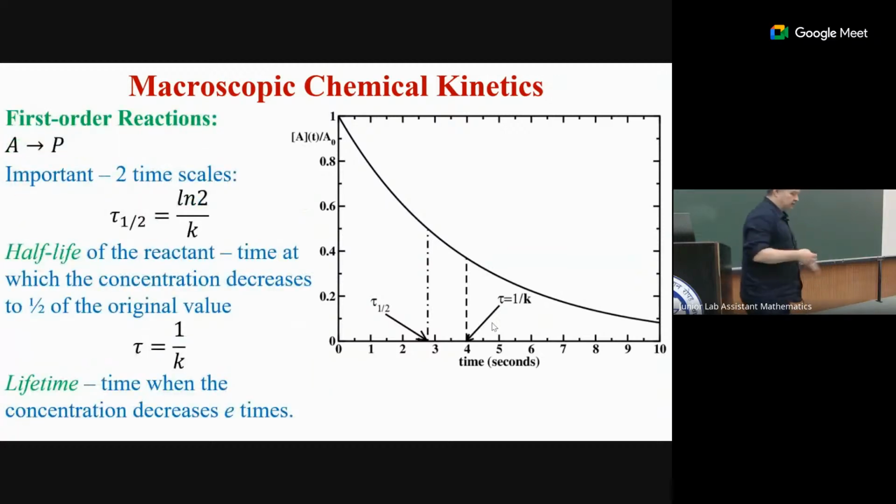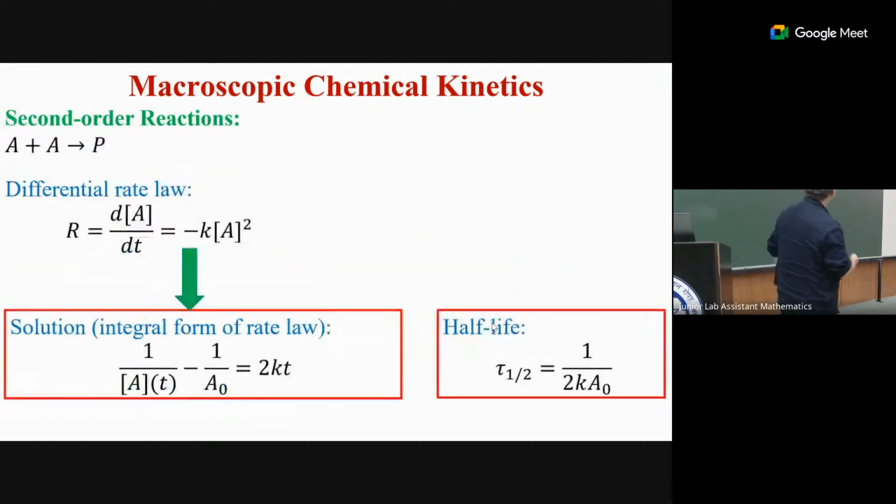Here, for a first order chemical reaction, there are two time scales. They're closely related to each other, but there are two time scales. The more widely used is the concept of half-life. It's defined very easily. This is the time over which the initial concentration of the compound decreases to 50%, and that's given by this formula. But there is another time scale which is sometimes called lifetime. It's the time when the concentration decreases e times, the number e. So you can go into another chemical reaction.